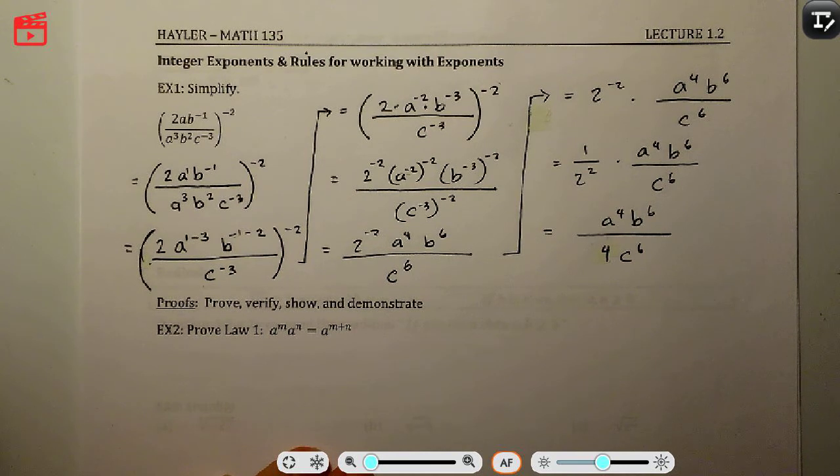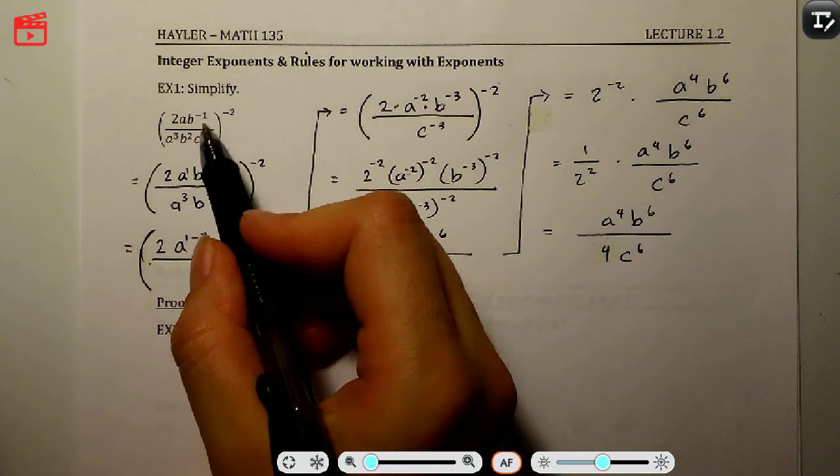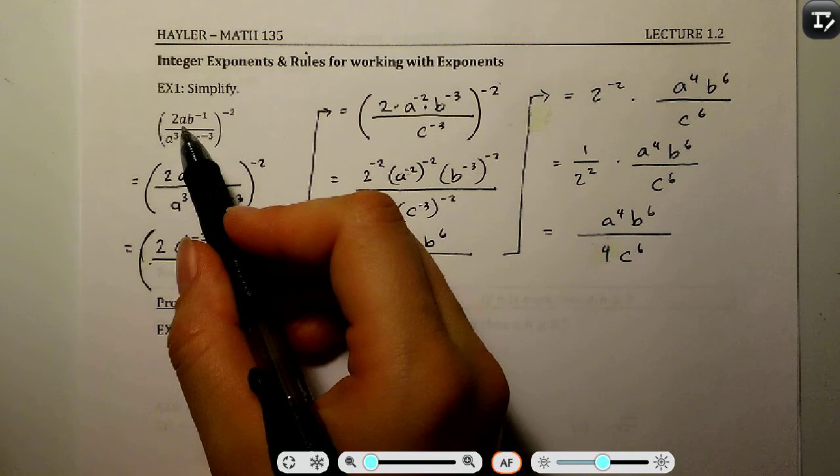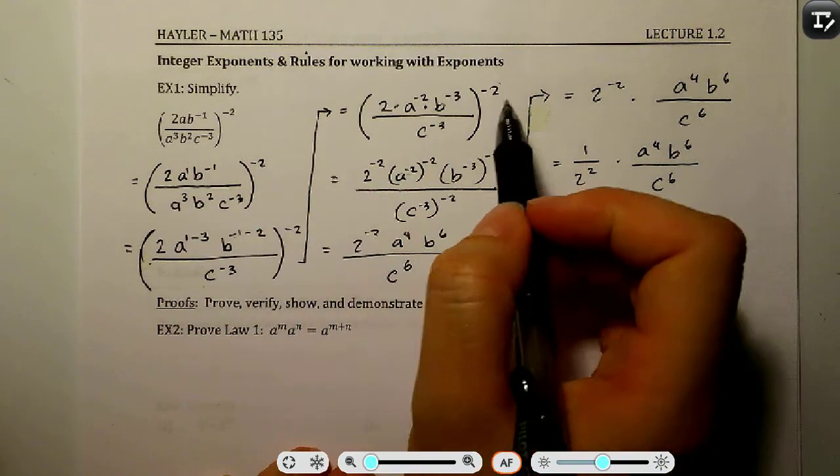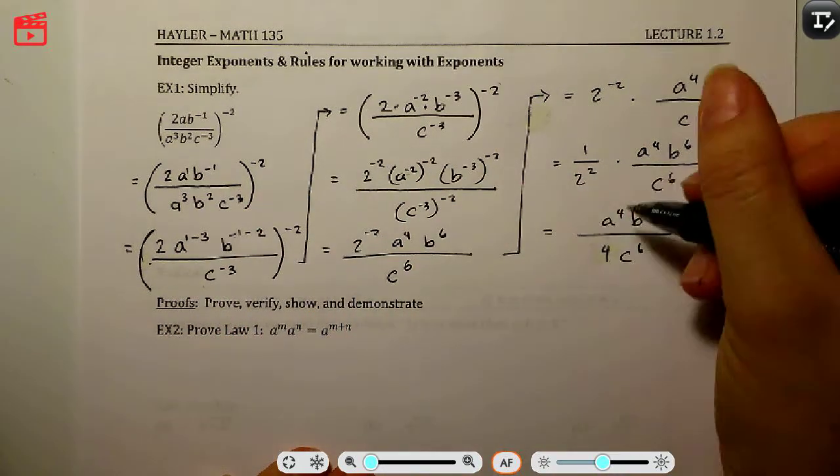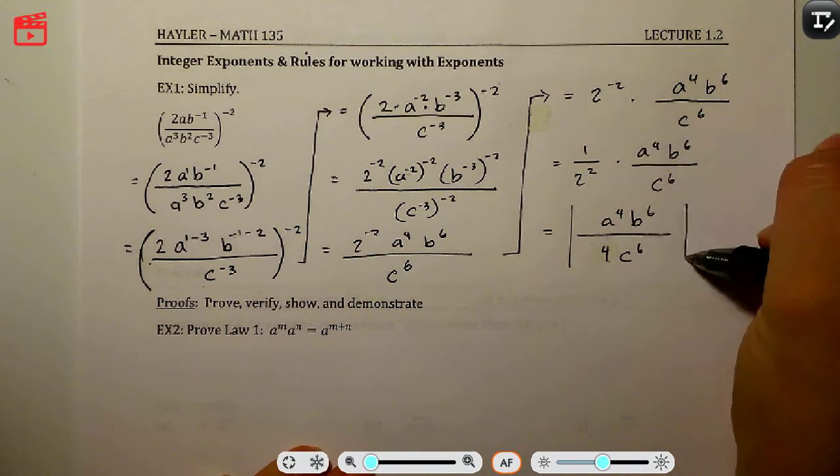And there we go. So the best thing to do first is look inside the parentheses and see if you can simplify. And once you've done all the simplifying you can, then you'll bring in that exponent from the outside. And lastly, make sure none of your exponents are negative.